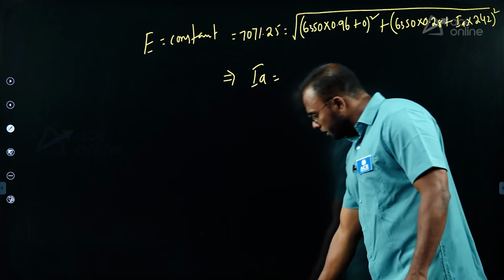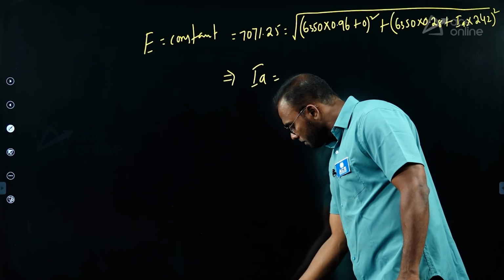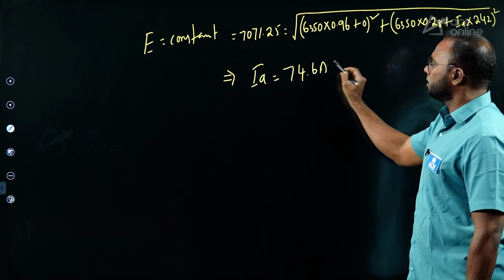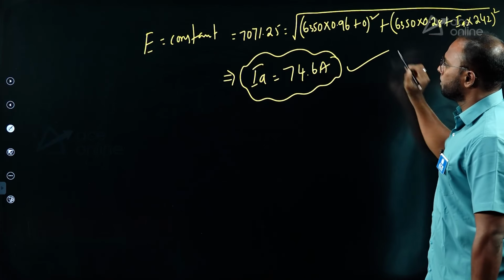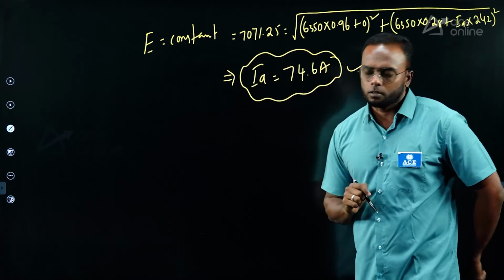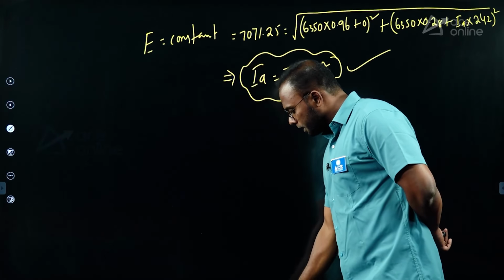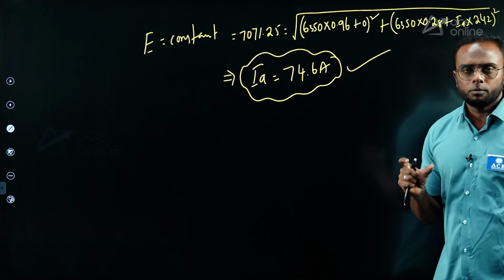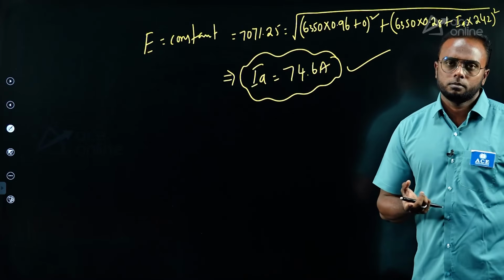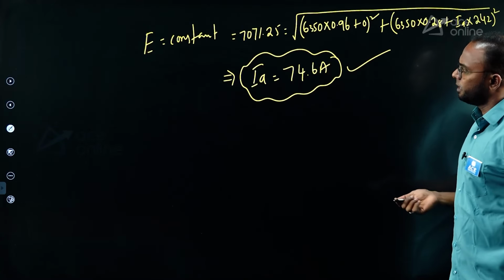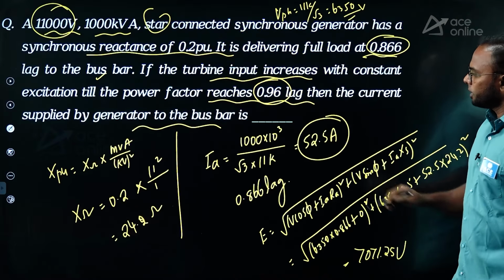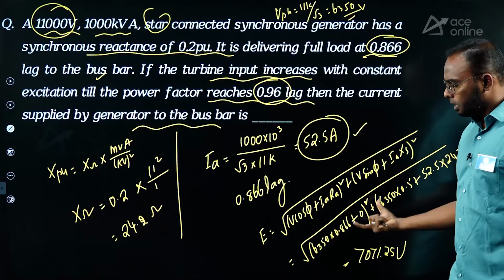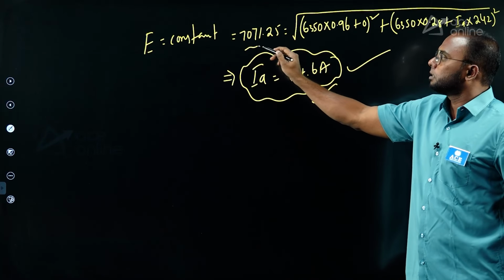So here the current is 74.6 amperes. Cross check the values, everyone. This is the current supplied by the generator to the bus bar now. As excitation is constant and turbine input or mechanical input increases, definitely it will supply more current to the bus bar or grid. 74.6 amperes, previously 52.5. Excitation constant means first we calculated EMF, no? Now the same EMF we have taken, EMF remains constant.